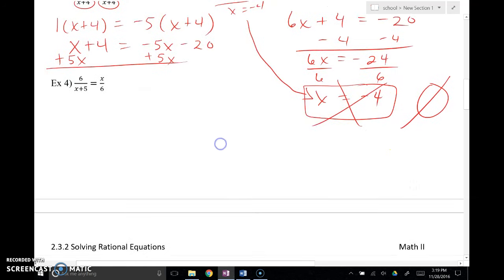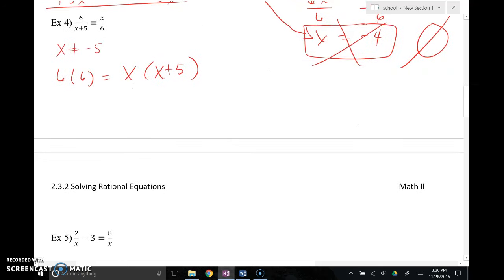In example number 4, what would our excluded value be? Well, x can't be equal to -5, because if I plugged in a -5 for x, I would get a 0, and we can't divide by 0 and still have a defined value in the real number system. So keep in mind that if my answer is -5, I'm going to have no answer. Cross multiply 6 times 6 and x times x plus 5. Now right away, I'm starting to recognize that this is going to be a quadratic, which means I'm going to have to use one of my quadratic solving techniques.